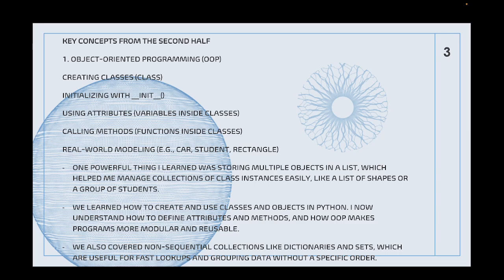But one powerful thing I learned was storing multiple objects in a list, which helped me manage collections of class instances, like a list of shapes or a group of students or a group of professors. We learned how to create and use classes and objects in Python. I now understand how to define attributes and methods, and how OOP, object-oriented programming, makes programs more modular and reusable. We also covered non-sequential collections like dictionaries and sets, which are useful for fast lookups and grouping data without having a specific order.